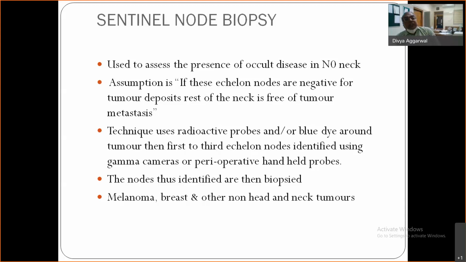In head and neck tumors, there is a limited indication for a sentinel node biopsy, but the main indications are in melanoma, breast, and other non-head and neck tumors.